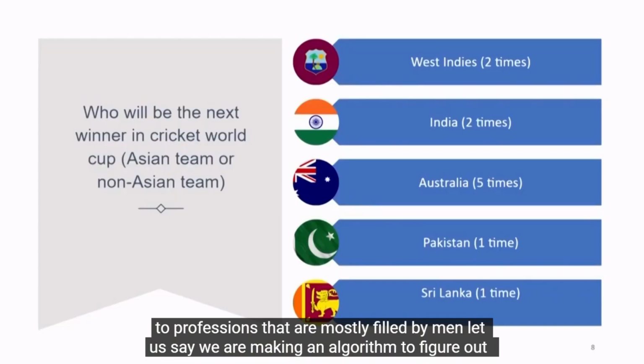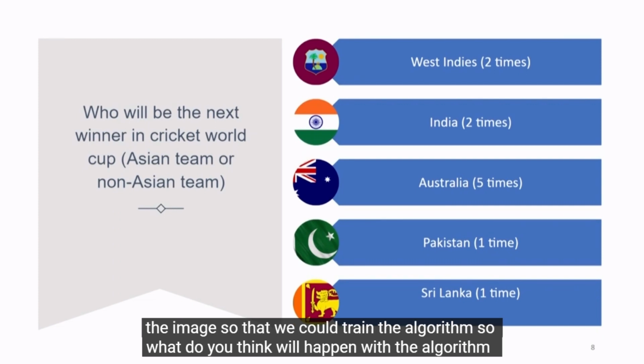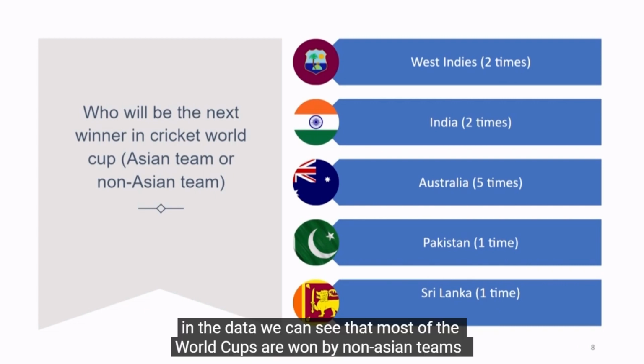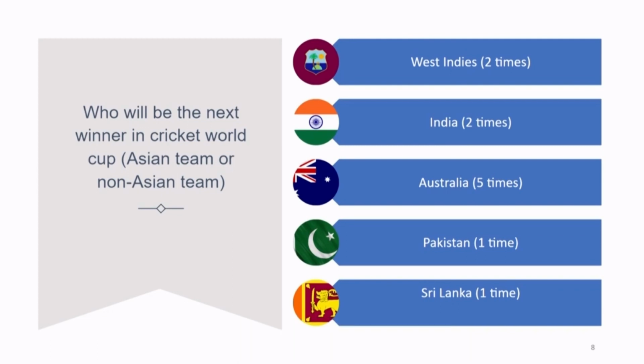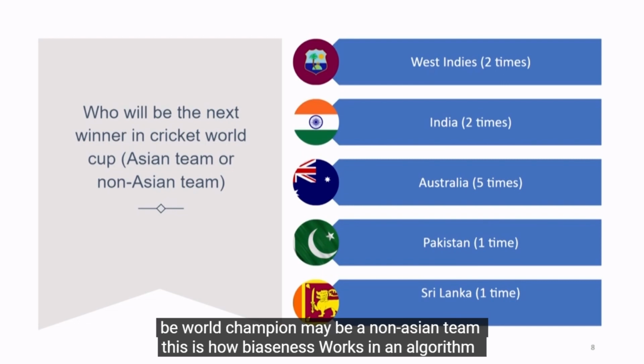Let us say we are making an algorithm to figure out if the next world champion in cricket will be an Asian team or not. We have the data shown in the image so that we could train the algorithm. So, what do you think will happen with the algorithm? In the data, we can see that most of the World Cups are won by non-Asian teams. This means that the algorithm will favor teams who are not Asian, and the next team which will be world champion may be a non-Asian team. This is how bias works in an algorithm.